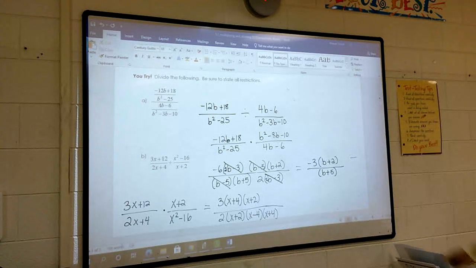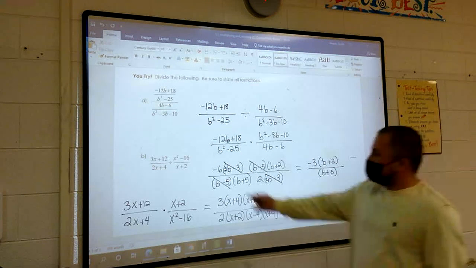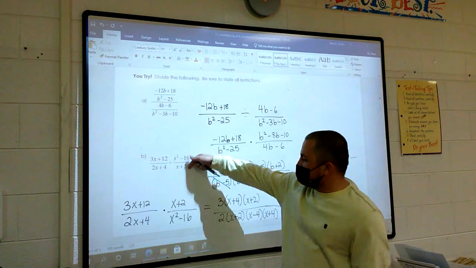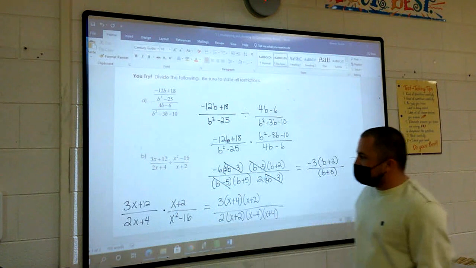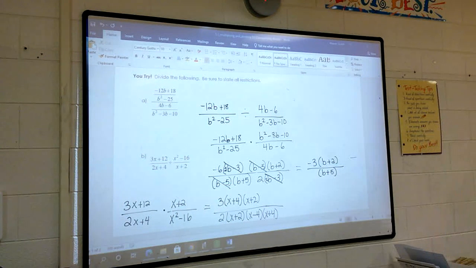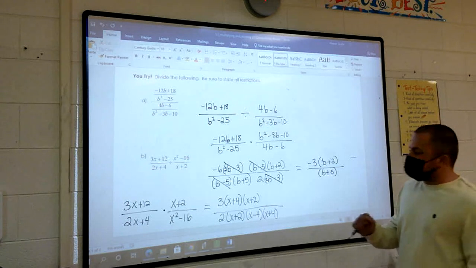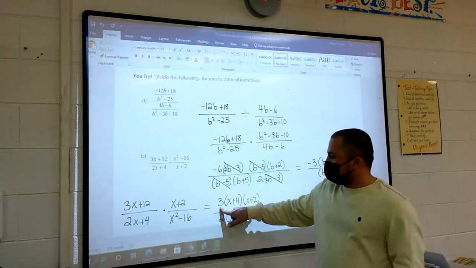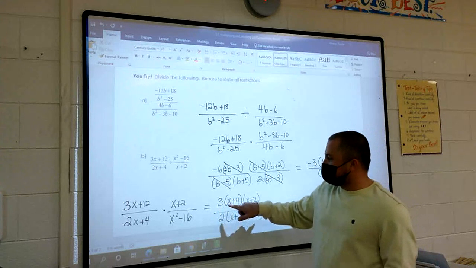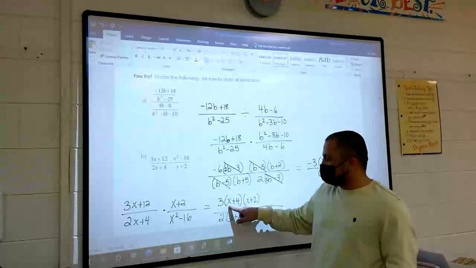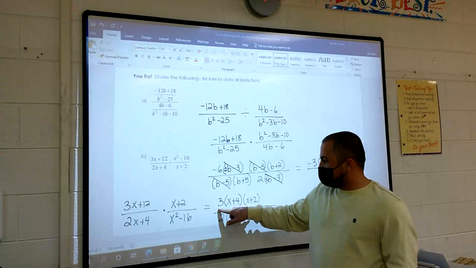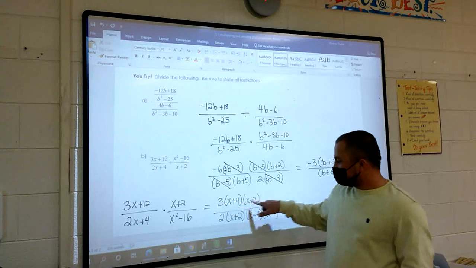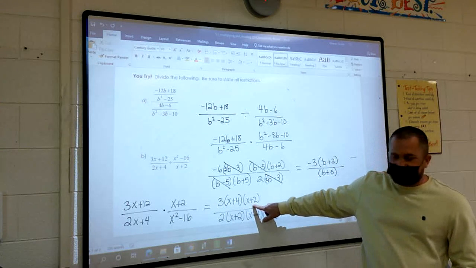Okay, in B, I had (3x plus 12) over (2x plus 4) divided by (x squared minus 16) over (x plus 2). So I flipped the second fraction to make it multiplication. 3x plus 12, the GCF is 3, so I take out a 3, and I'm left with x plus 4, because 3x divided by 3 gives me x, and 12 divided by 3 gives me 4. The x plus 2 on top just stays there.